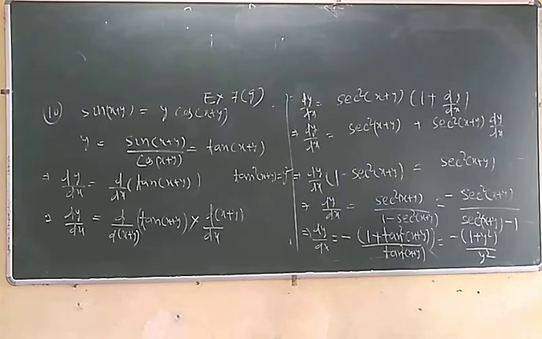Number 11 is given: root over 1 minus x fourth plus root over 1 minus y fourth is equal to k whole into x square minus y square. Then dy by dx is equal to x root over 1 minus y fourth divided by y whole into 1 minus x fourth.